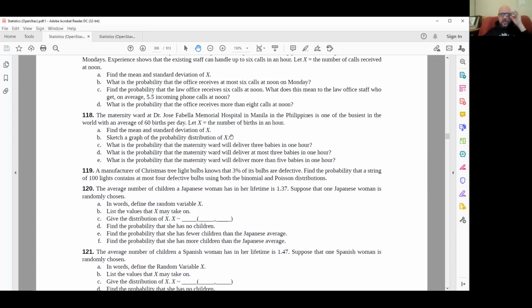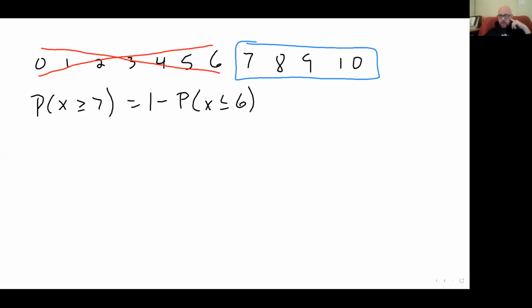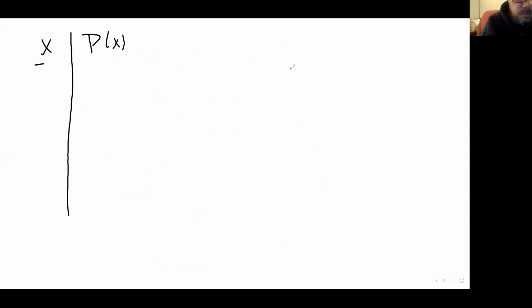Sketch a graph of the probability distribution of X. So you can make a histogram of this if you want to. So let's go to whiteboard. Get a new one. This is not a thing you can actually make a complete probability distribution of because it goes on forever, right? So we could have X, P of X. We could have no births in a given hour, or 1 or 2 or 3, and there's no theoretical upper limit of this. Obviously, there are some practical ones.